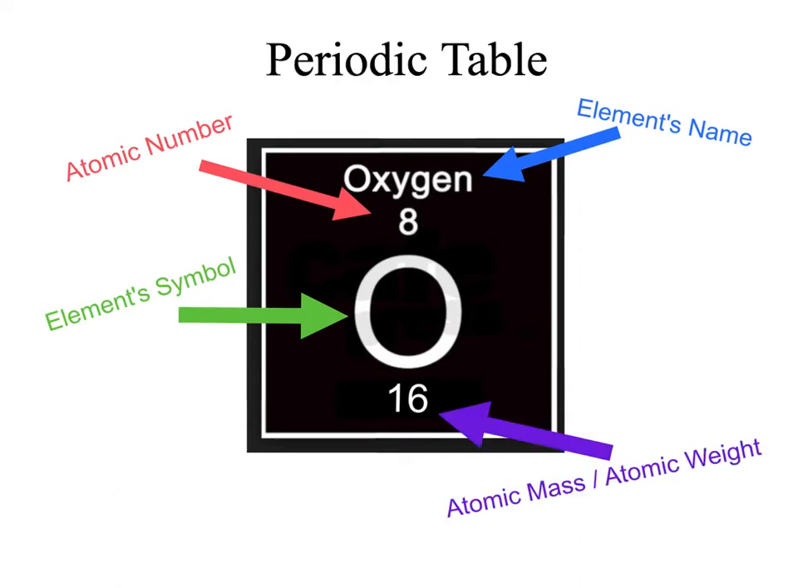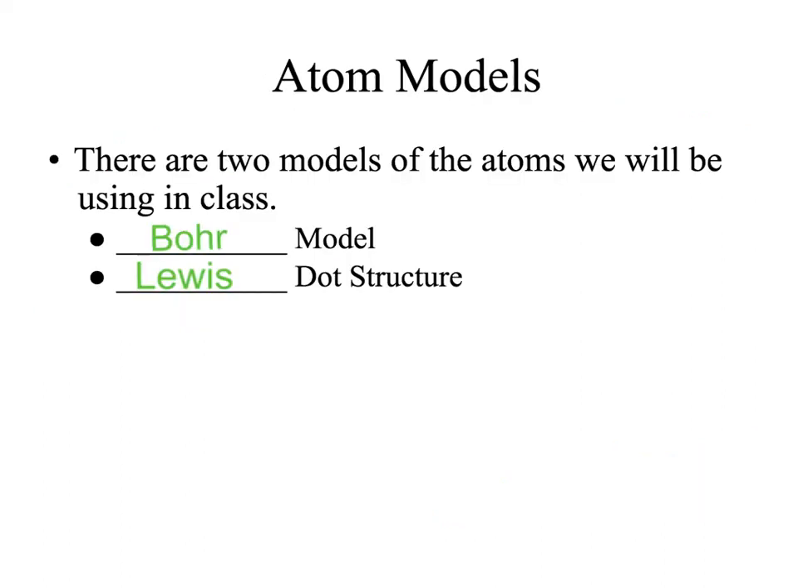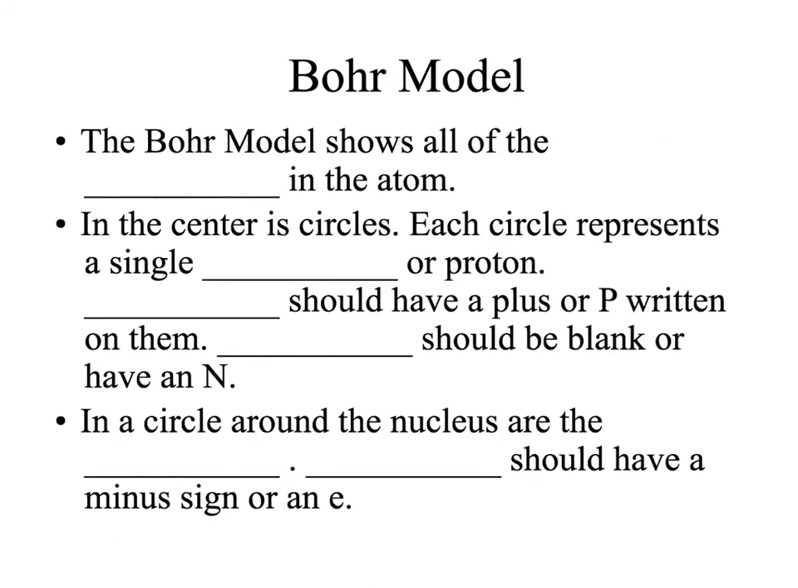So you can use a combination of the atomic mass and the atomic number to calculate the number of neutrons, but we'll get into that in a minute. We'll be using 2 different models of the atom in class. The first is the Bohr model, the second is Lewis dot structures. Let's start with the Bohr model.